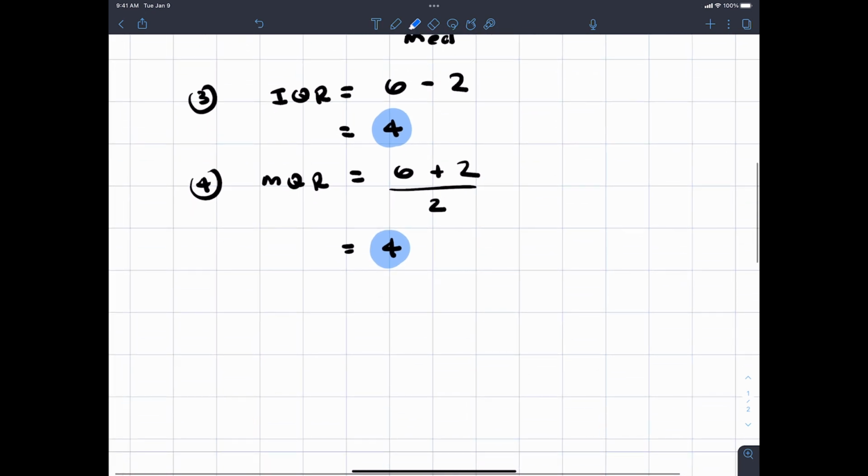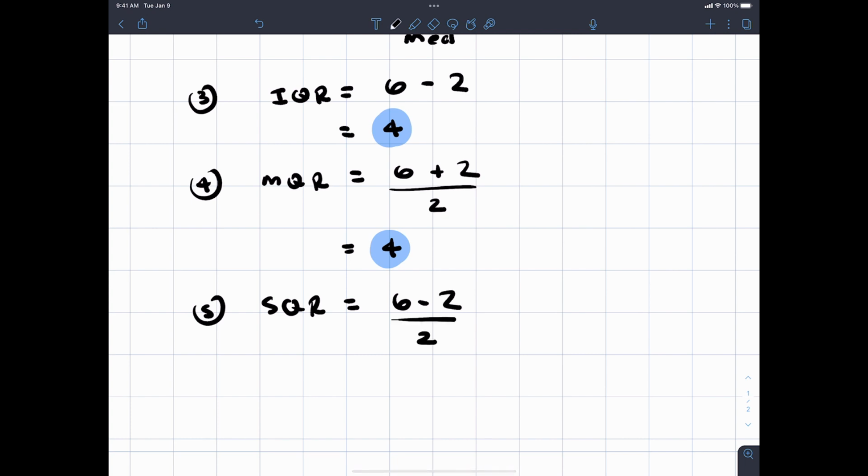And then the last one for those definitions that we had yesterday, right? What was it? Do you guys remember? It's the semi-quartile range, SQR, which is Q3 minus Q1 divided by 2. So if you said, hey, I thought it was helpful to write down the definitions.